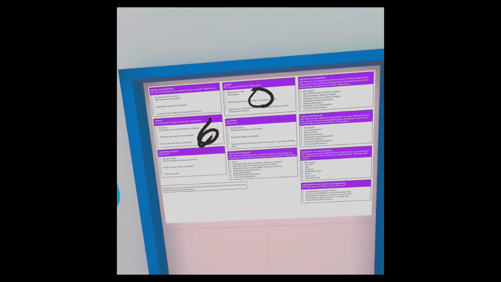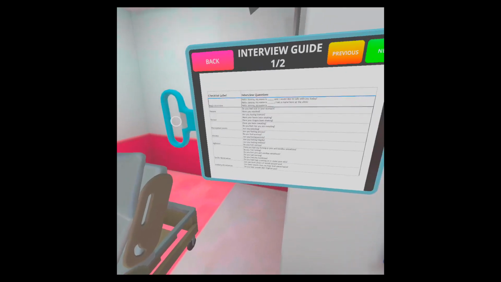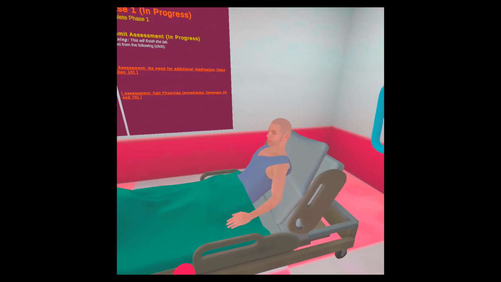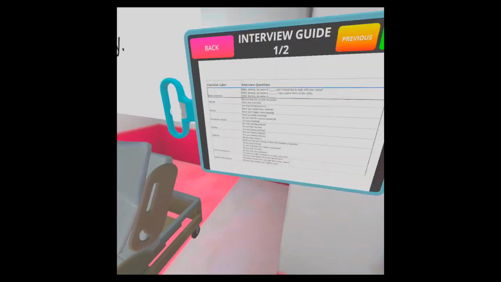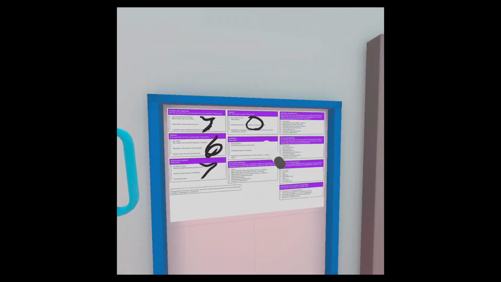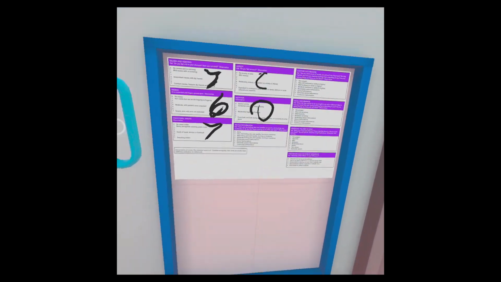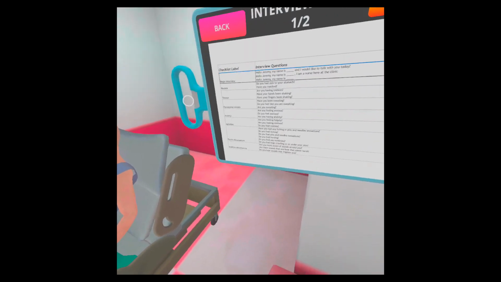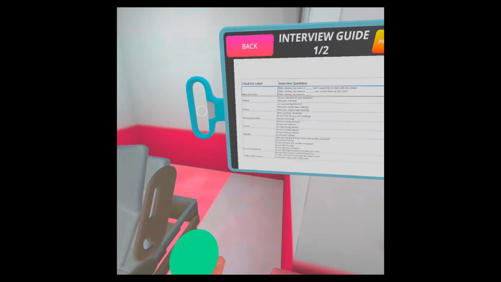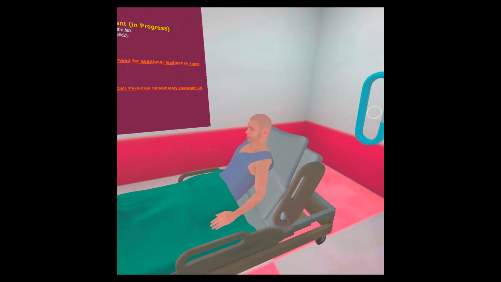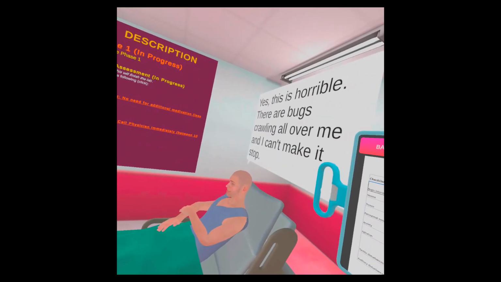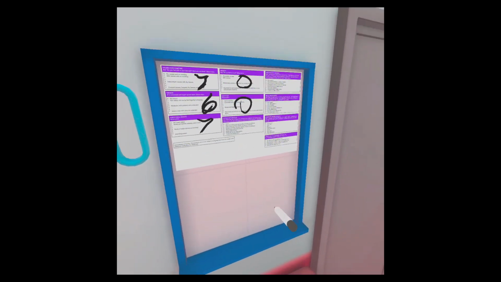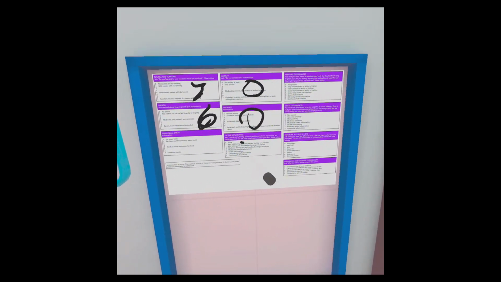So now I'm looking at agitation. Do you feel restless? No, not really. That's a zero. Tactile disturbances. Do you feel itching? Yes, this is horrible. There are bugs crawling all over me and I can't make it stop. Okay, that's pretty severe. So that's going to be a seven.